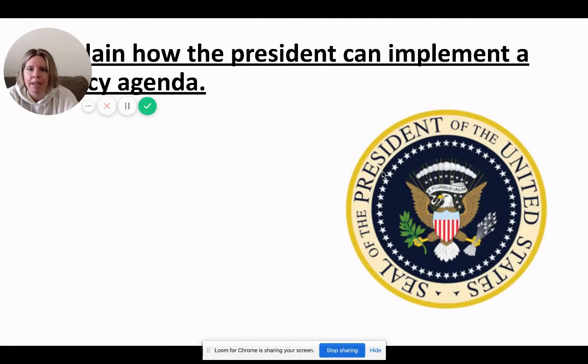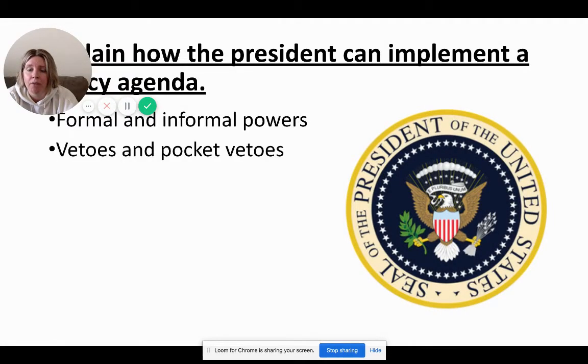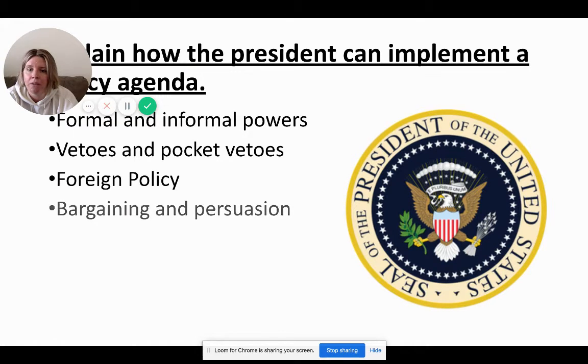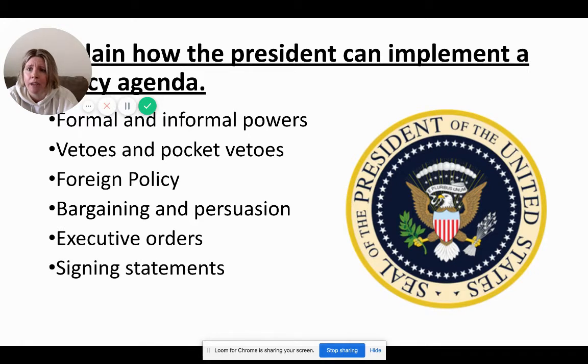Okay, explain how the president can implement their policy agenda. They have both formal and informal powers. They have the vetoes, the pocket vetoes, their foreign policy. Probably they have the most influence on bargaining and persuasion. They can issue executive orders, those laws that aren't really laws but have the effect or force of law, and that doesn't have to go through Congress. But they can be overturned by future presidents. Signing statements are basically saying, this is how I plan to enforce it, or this is how I plan to do this.